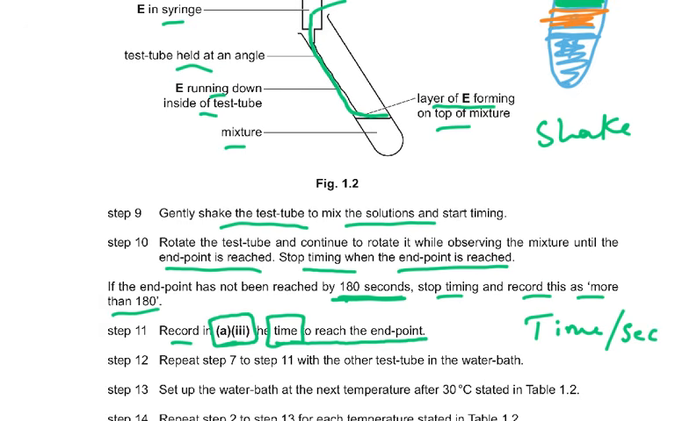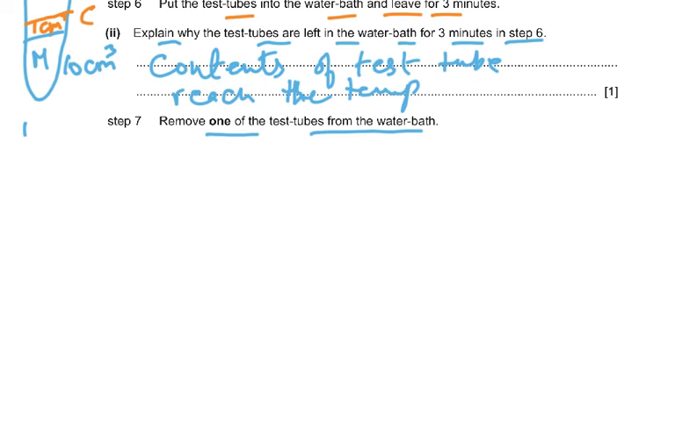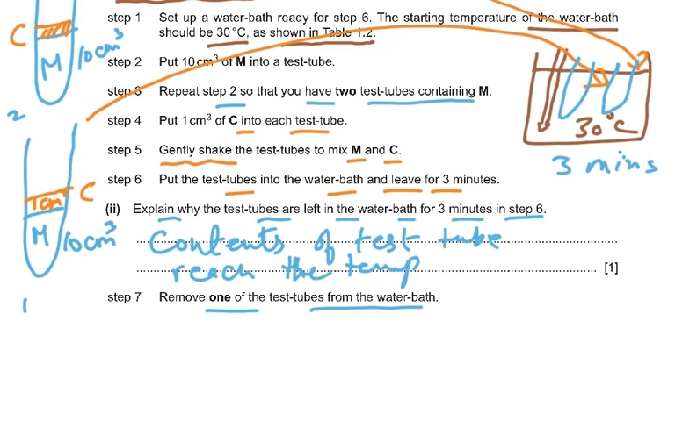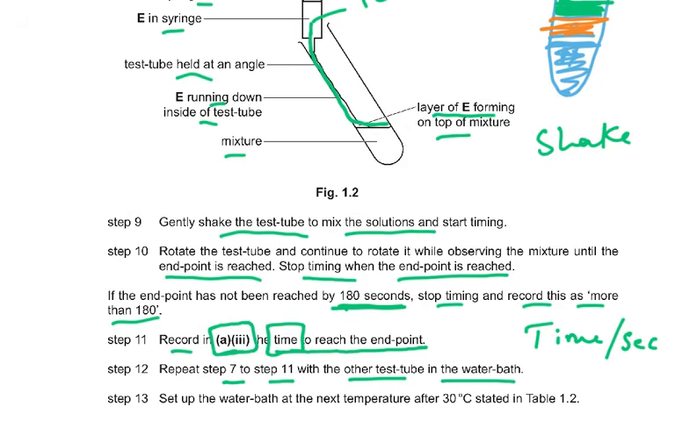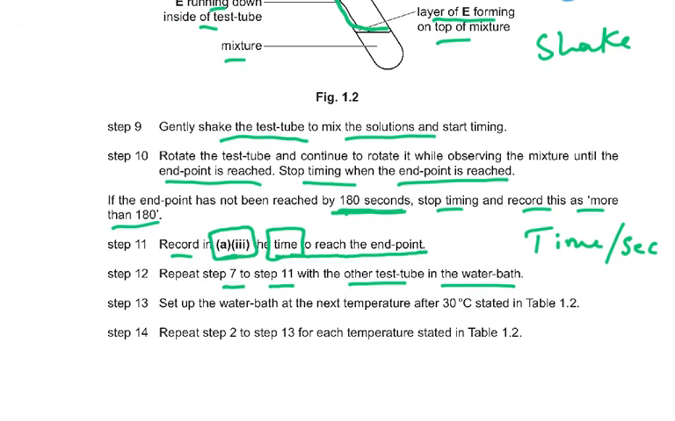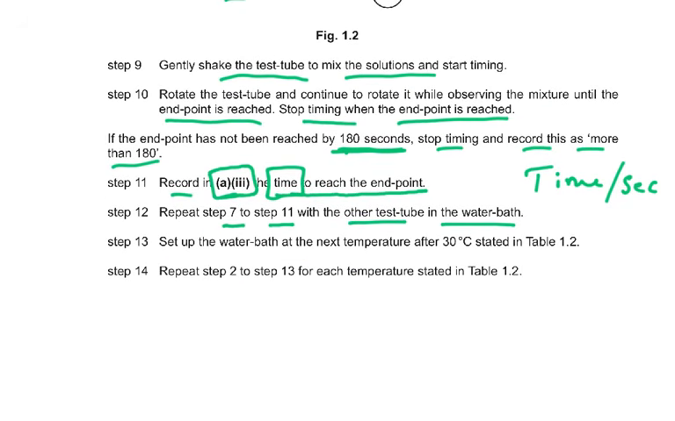Repeat step 7 to step 11 with the other test tube in the water bath. There was another test tube, remember? We had two test tubes here, 1 and 2. So it says then, repeat step 7 to step 11 with the other test tube in the water bath.